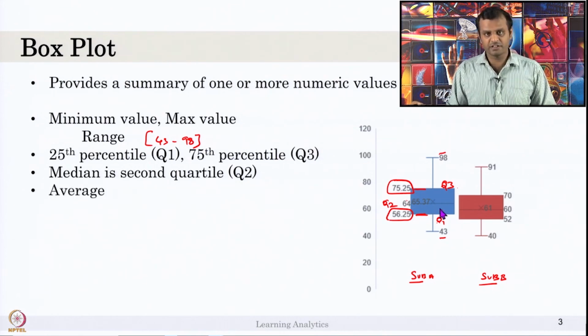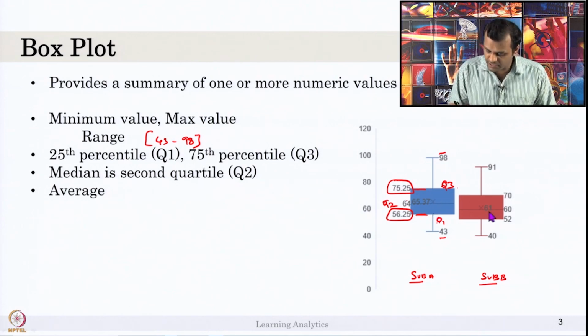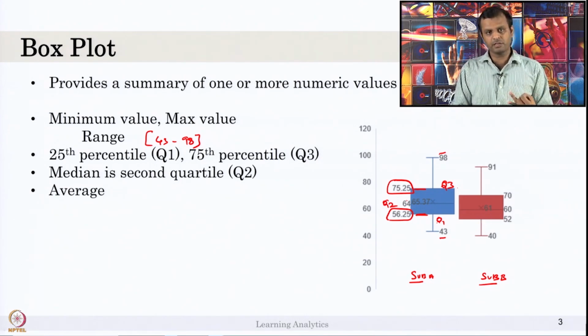So, what is the average? Average is this cross mark, can you see the cross mark? This cross mark is the average, that is 65.37 in this particular course, and in this subject the average is 61 marks. So, this box plot provides you the minimum value, maximum value, and how the marks are distributed across all the students, with average and median value. There are a lot of students in the fourth quartile, that is 75 to 98, but the deviation is more here, but 15 students in 56 to 43 have less deviation.